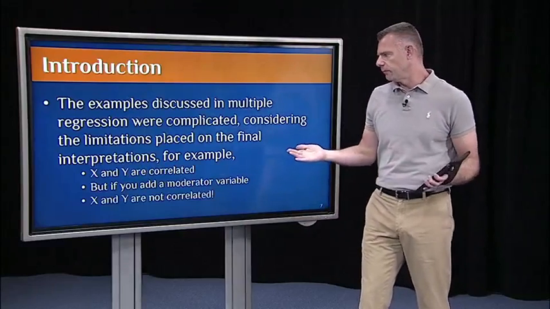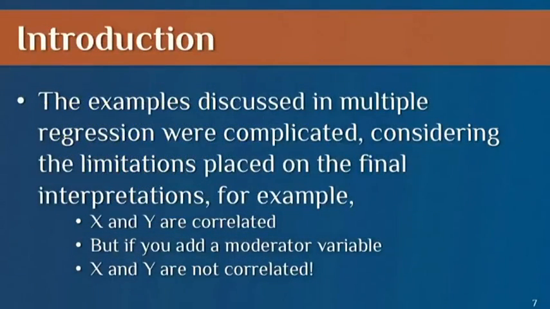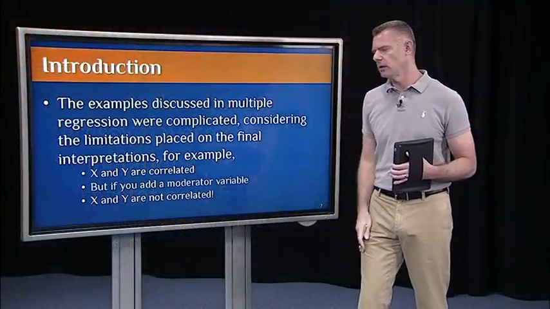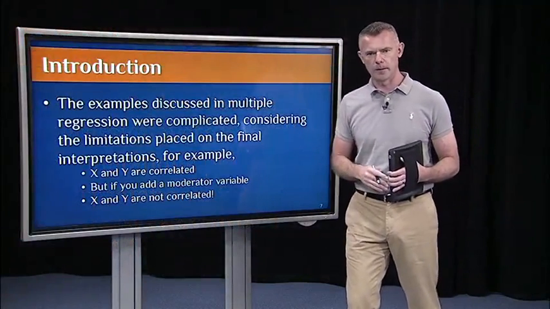Or in moderation analysis, we could say, well, x and y are correlated, but wait, I have this z variable, the moderator variable, and if I throw that in the product term, then wait, no, x and y aren't correlated, it turns out, for all values of z, so I have to sort of hedge on that initial claim that I made about the relationship between the predictor and outcome.